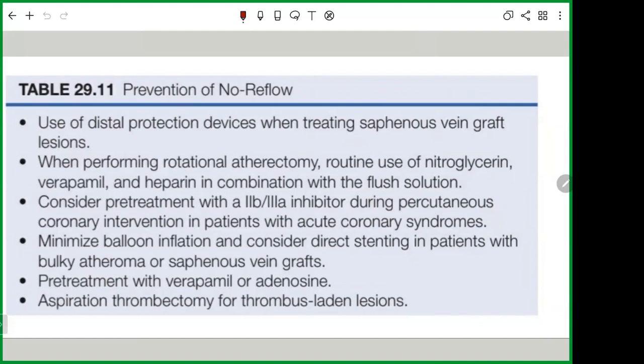As of ESC guidelines, thrombus aspiration is class 3, but still if it's a high thrombus burden, we can use a thrombus aspiration catheter. Routine thrombus aspiration is class 3. Yeah, routine aspiration is class 3.